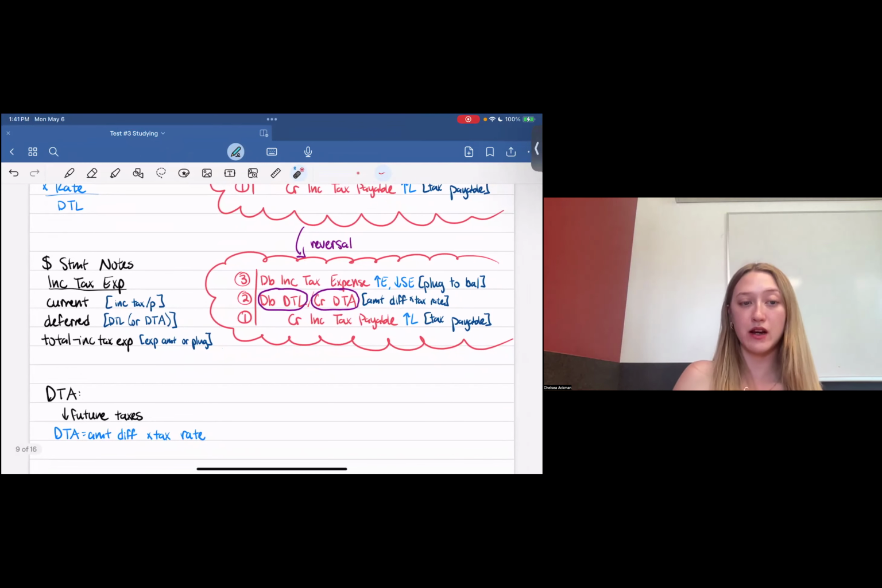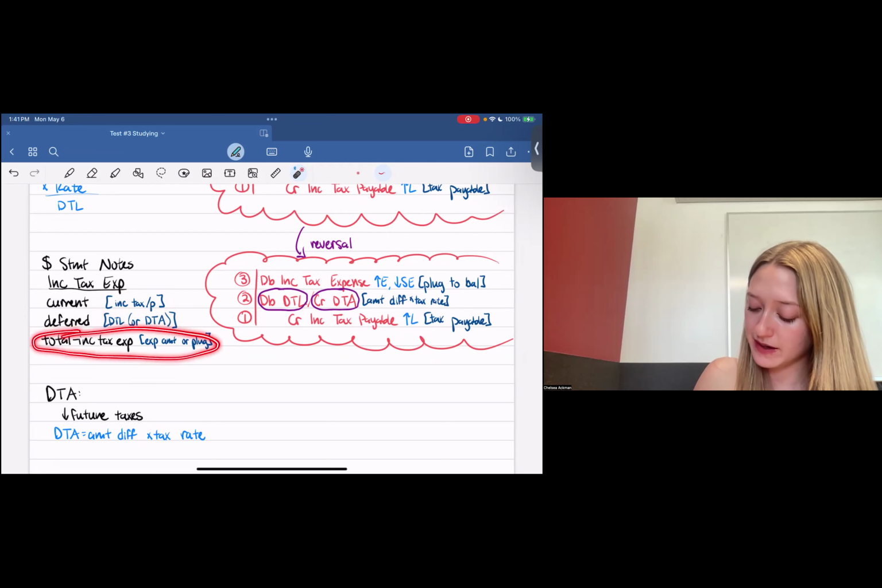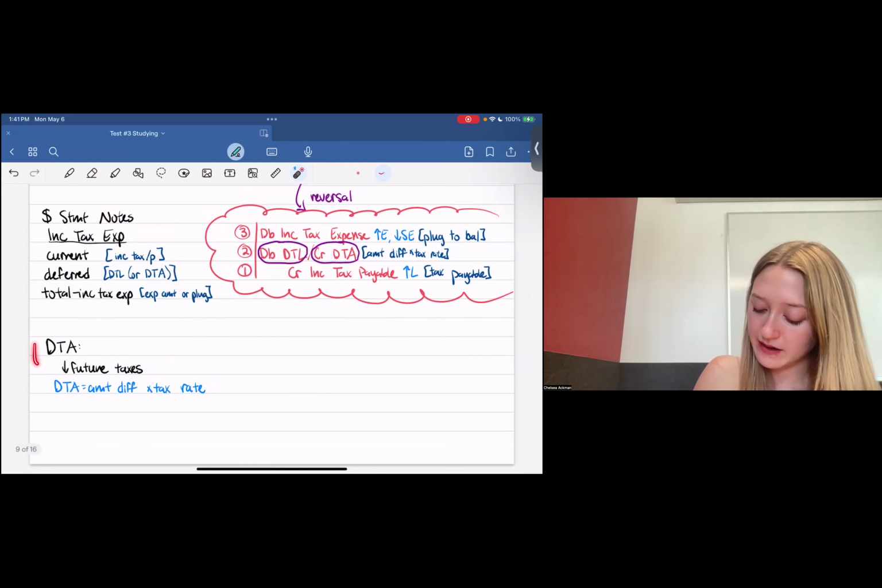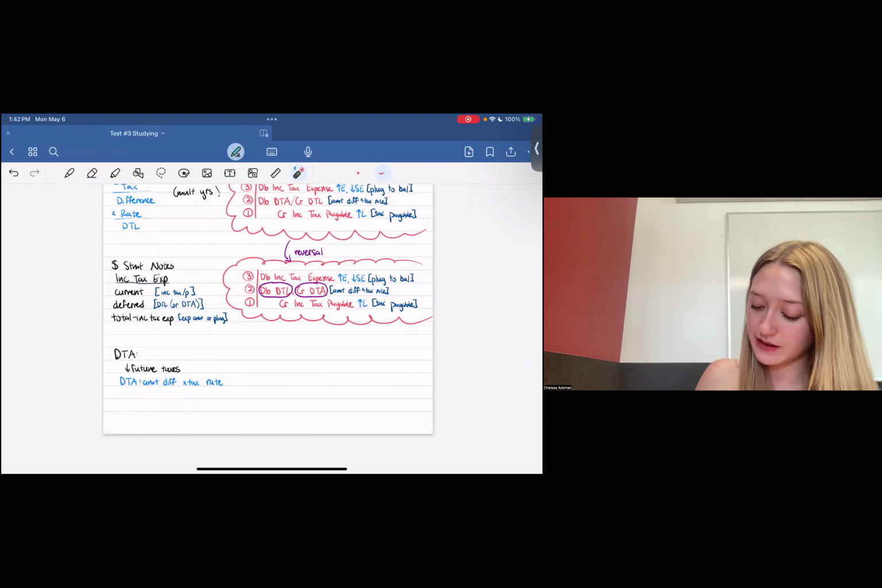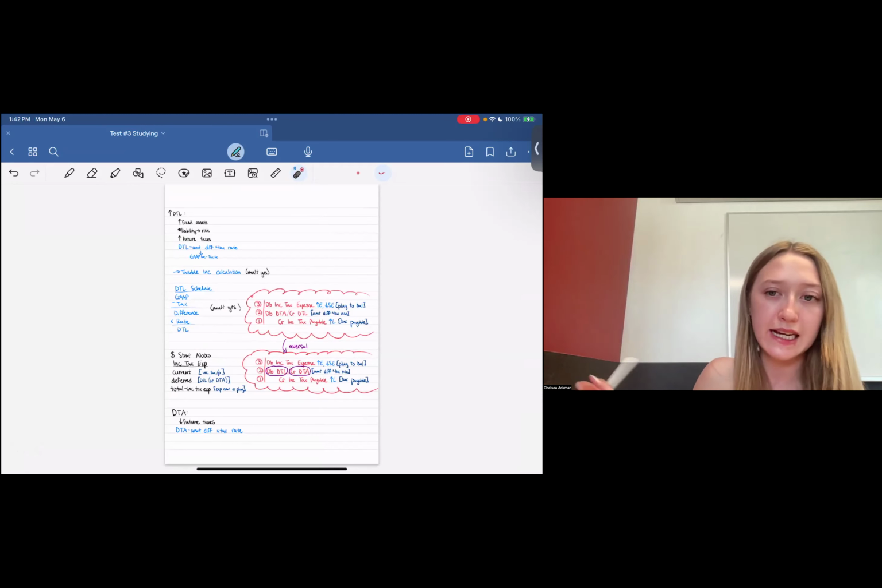For financial statement notes, the current income tax expense is your income tax payable. Your deferred tax expense is your DTL or DTA. It's going to be a positive amount if it's a DTL and a negative amount if it's a DTA. And then your total income tax expense is the expense amount, or you just plug it to balance. And then for a DTA, you have lower future taxes, and the DTA is the amount of difference times the tax rate. Basically the same thing that we looked at for DTL, just it's an asset instead of a liability.